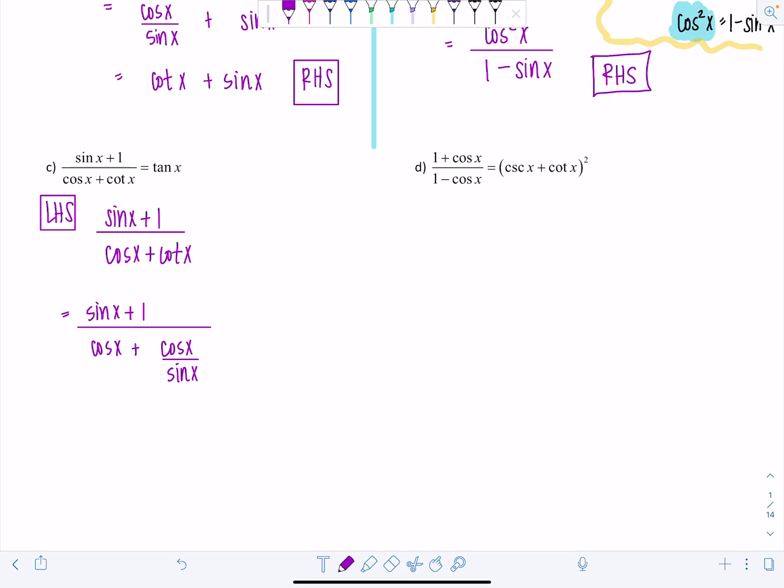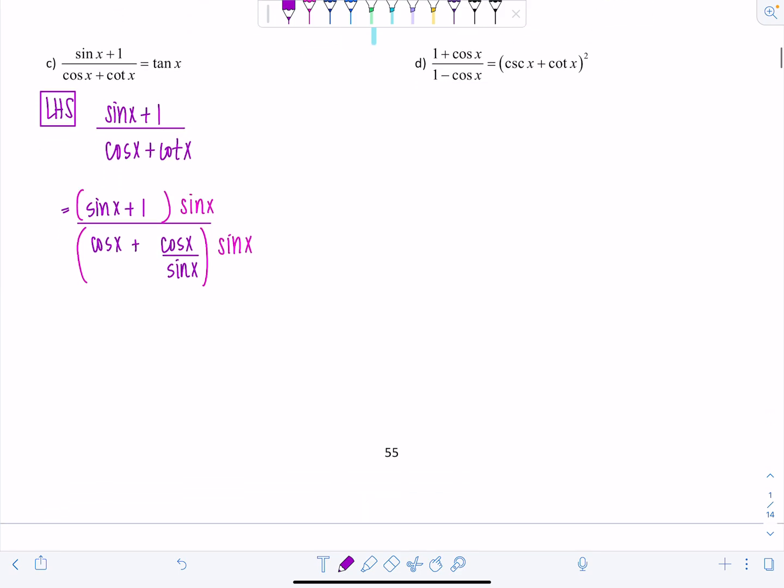Couple techniques for doing this. My favorite is multiplying through by the LCD. So what is the least common denominator or least common multiple of all of the denominators in this expression? It's just sine x. So I'm going to multiply numerator and denominator both by sine x. This is allowed because if I multiply the numerator by sine x and the denominator by sine x, I'm just multiplying by 1. Why this is so exciting, you will see in just a second.